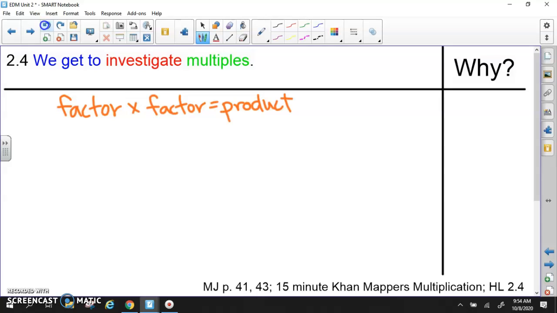And why are we doing all this? What are we trying to improve besides our life skills? Our fluency of what? Which operation have all these been about this week? Of multiplication. We're trying to improve our fluency of multiplication.